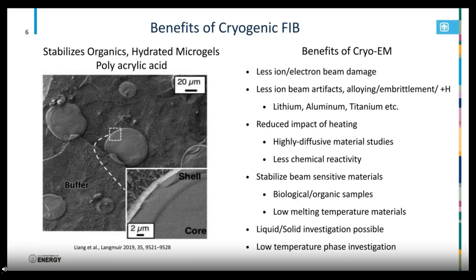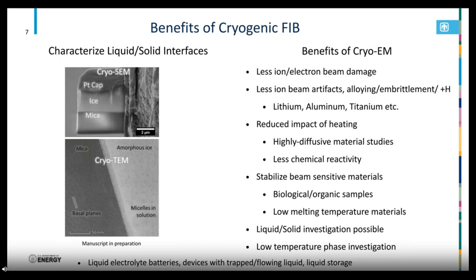Also great for stabilizing organics, nanoparticles, those sorts of things. So here's a fracture cross-section of a hydrated microgel. This is kind of similar to the work that John will be showing in his half of the talk. And then one of the most important things that cryogenic electron microscopy allows us to do is to look at liquid-solid interfaces. And when I say liquid-solid, I mean a vitrified liquid against a solid interface.